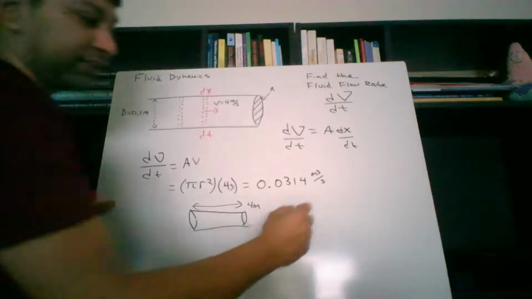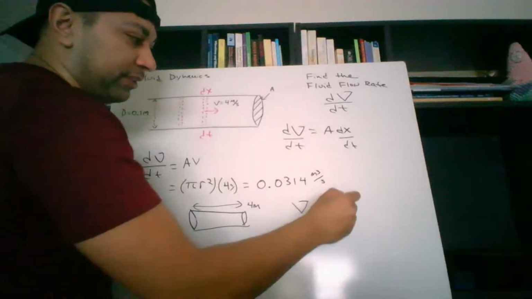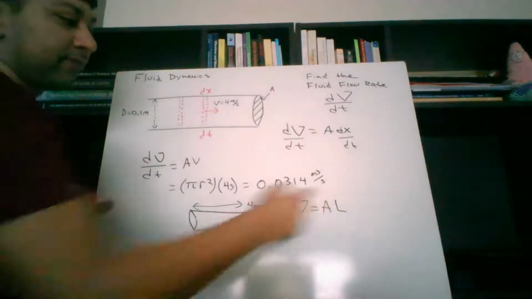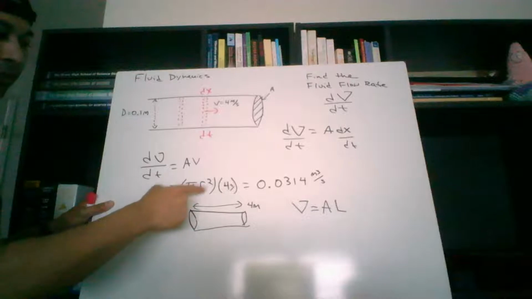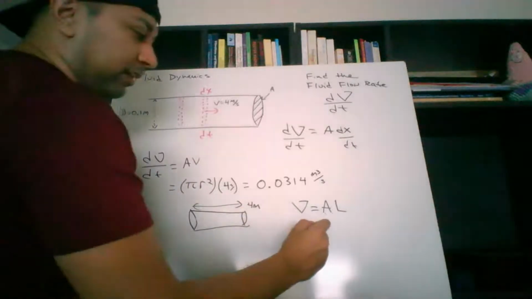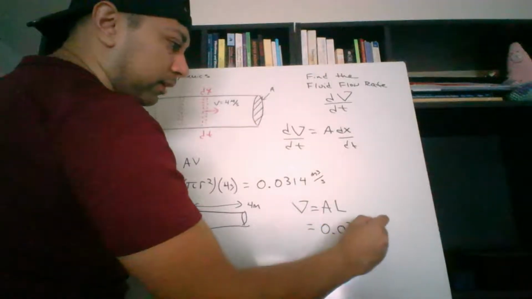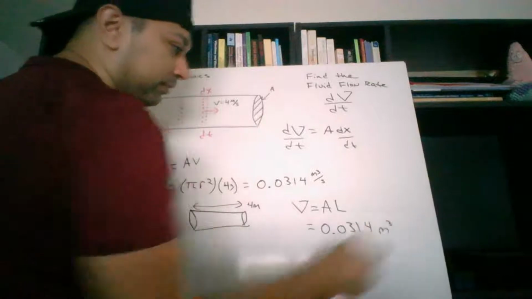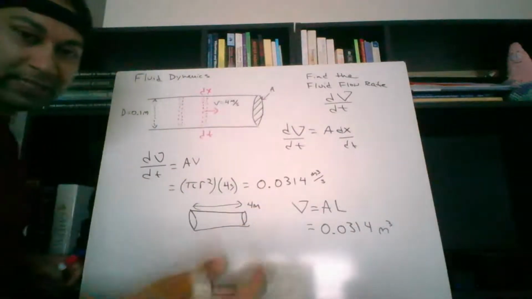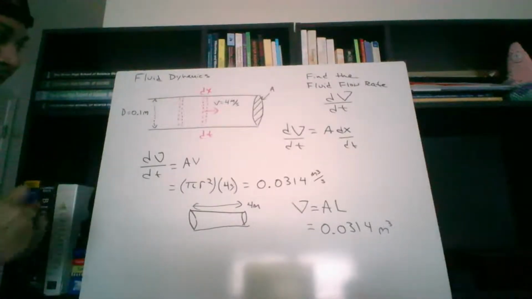And we can use the equation volume is equal to the cross-sectional area times the length. So if we multiply the area, which is pi r squared, by the length, which is 4 meters, you end up with 0.0314 meters cubed. So that's how much the rate was, and that's how much we actually get after 1 second. Okay? That's a quick way to check.